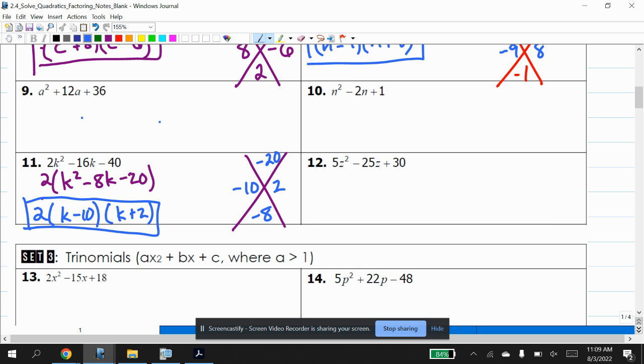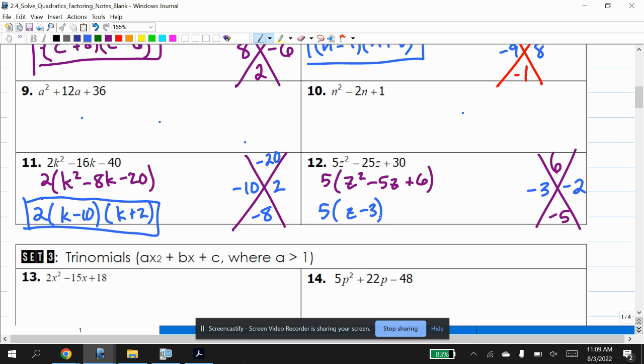What's the GCF on 12? 5. So z squared minus 5z plus 6. So we're multiplying to be 6, adding to be negative 5. What does that? Negative 3 and negative 2. So that'd be z minus 3 and z minus 2. I put a little slash through my z's so that they don't look like 2's because my 2 looks like a z sometimes. So be careful of that. Don't confuse yourself.